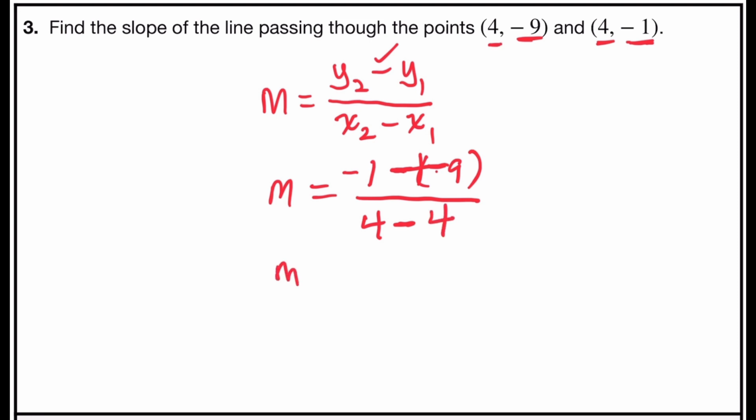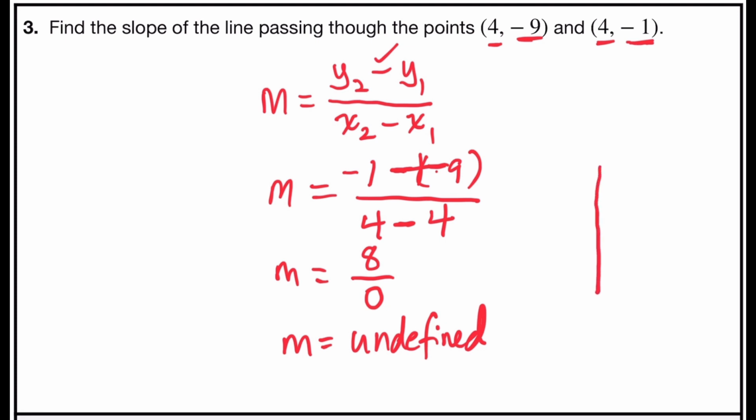Slope will be equal to -1 plus 9 is 8, and 4 minus 4 is 0. Since I can't divide by 0, 8 divided by 0 is not a defined quantity. This slope is undefined, meaning it's actually a vertical line.